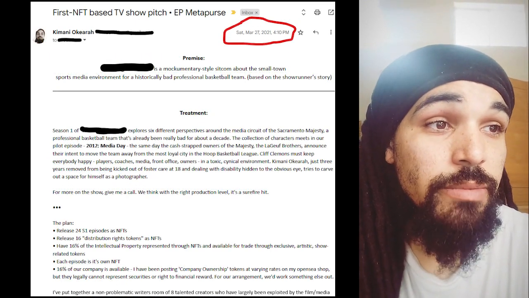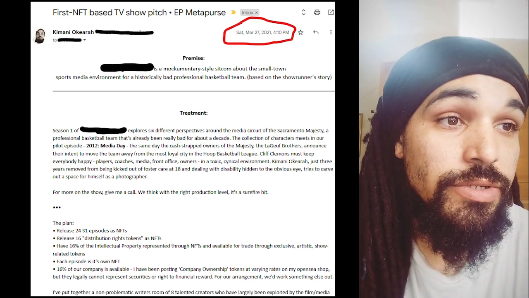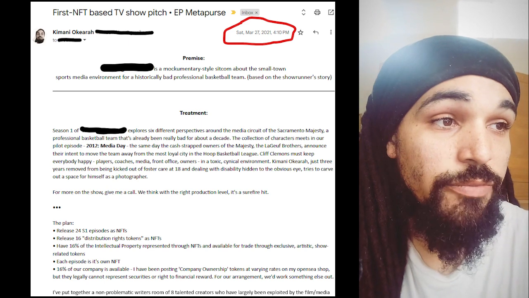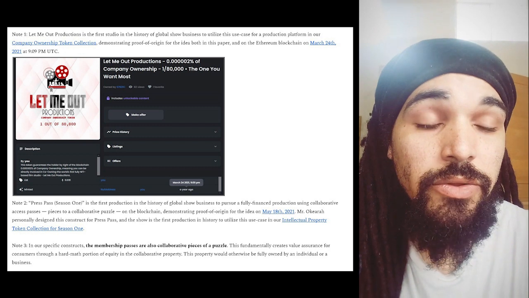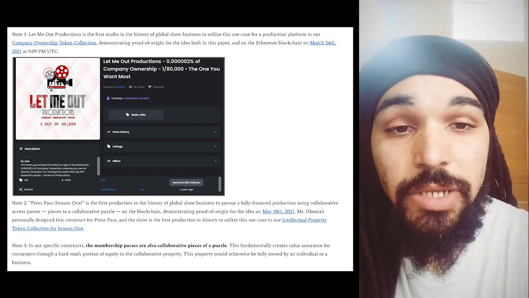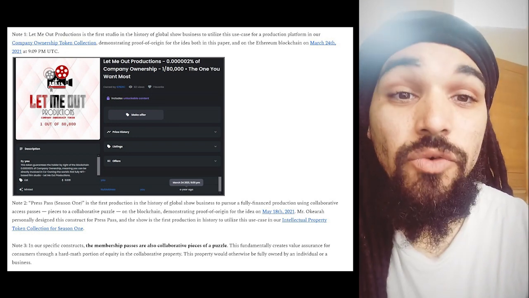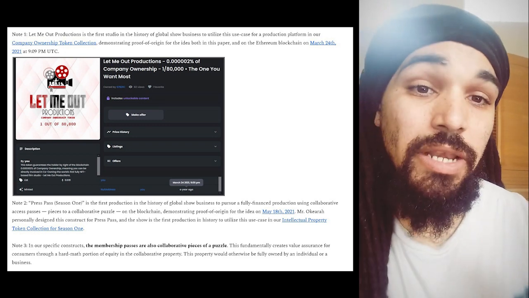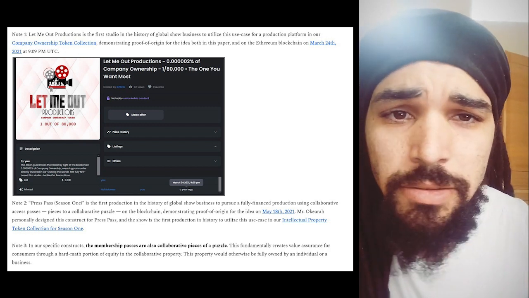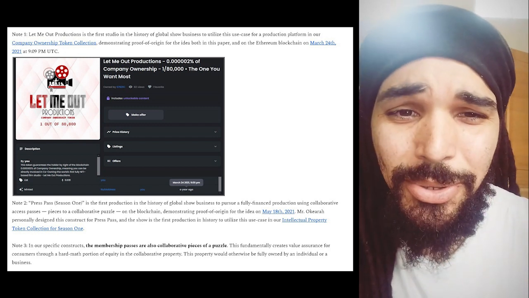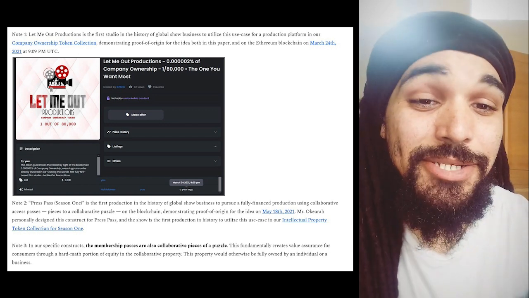In our specific constructs, the membership passes are also collaborative pieces of a puzzle. This fundamentally creates value assurance for consumers through a hard math portion of equity in the collaborative property. The property would otherwise be fully owned by an individual or a business. Now, the reason why we were counter-marketed and people decided to call them membership passes was, one, for the authority of doing so, for the platform of taking authority over my labor. That was the number one benefit of doing so. And two, these people decided that they were police and that ownership wasn't something that you could sell to consumers. So they said membership, membership, membership. They've been trying to scrub me out ever since.